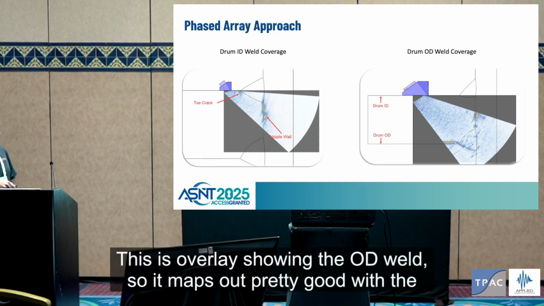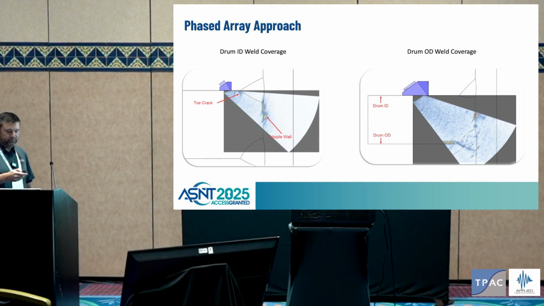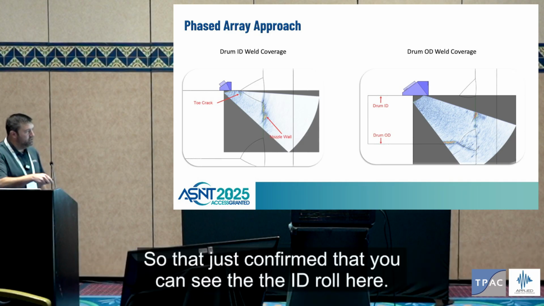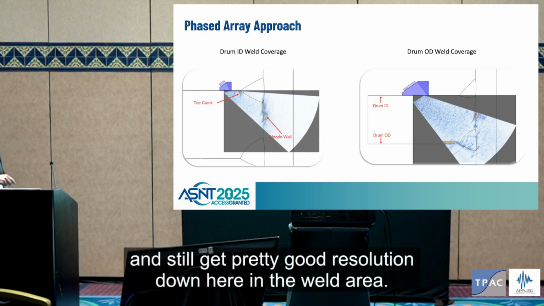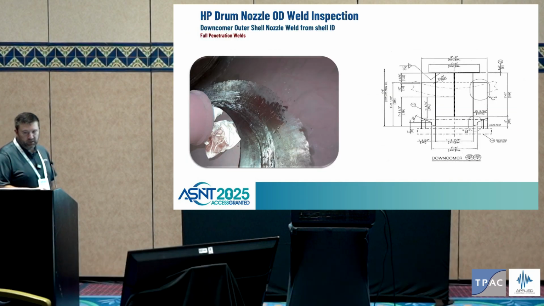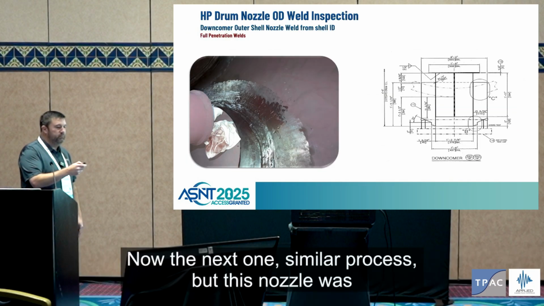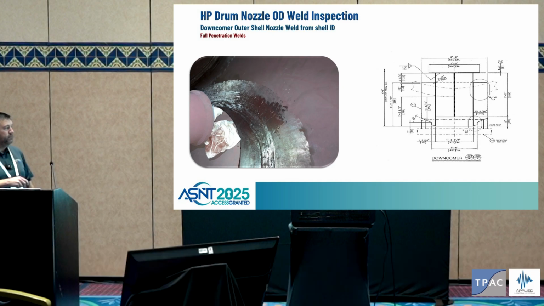This is overlay showing the OD weld, so it maps out pretty good with the drawings that they were able to find. So that just confirmed that you can see the ID roll here. That was through 5.5 inches of material and still get pretty good resolution down here in the weld area. Now the next one, similar process, but this nozzle was a full penetration weld.